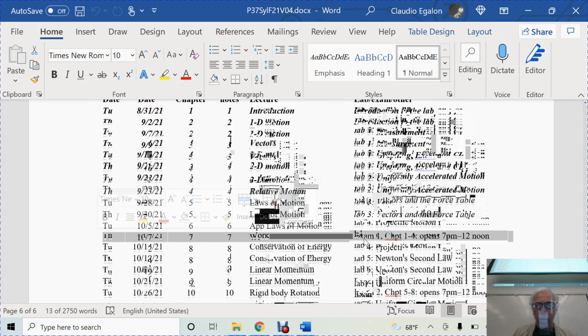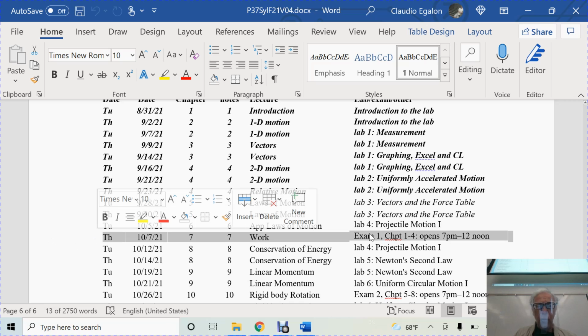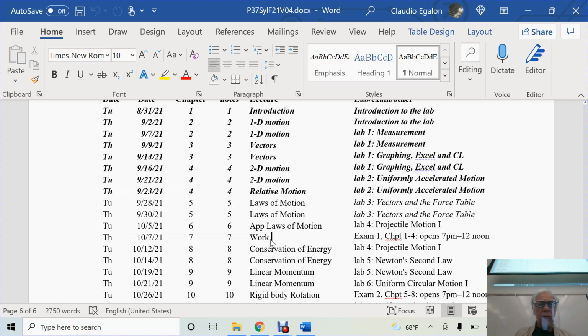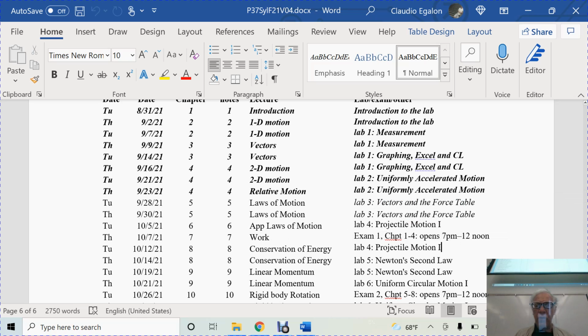So what we are going to do is come here on October 7th. Right now, the first exam is scheduled for October 7th on a Thursday. We come here for the lecture, and then the exam is going to be available on Canvas from 7 p.m. to 12 noon the following day. Can you do the exam within this window? All you have to do is get a 2 hour window. Make sure you can fit in there.